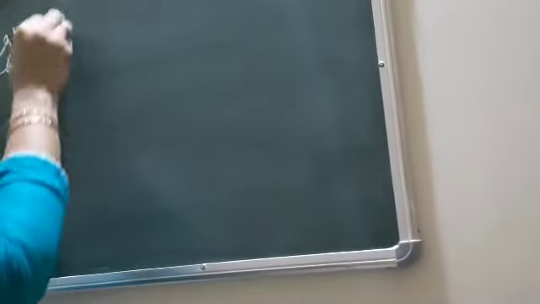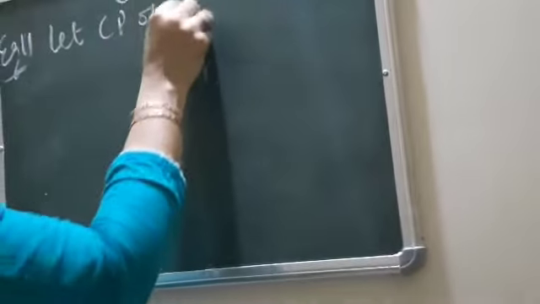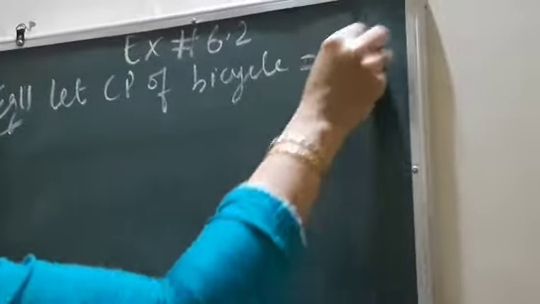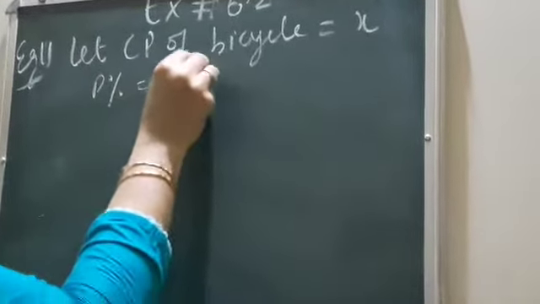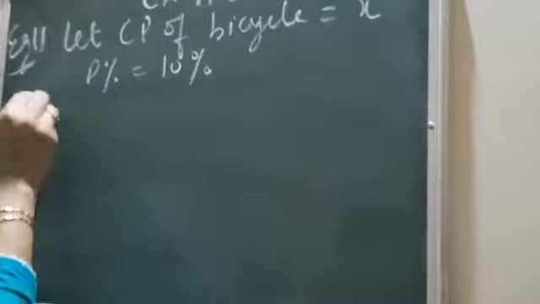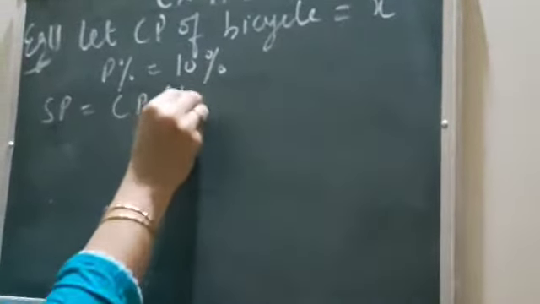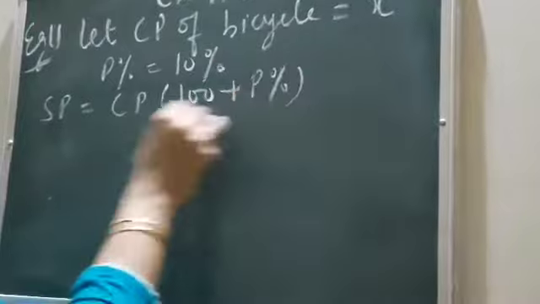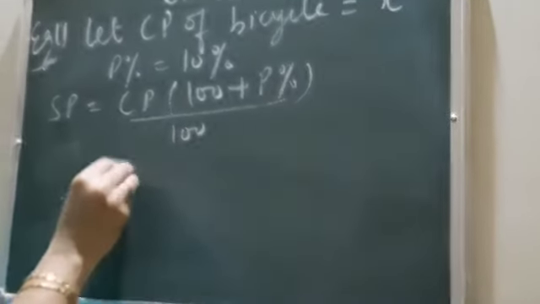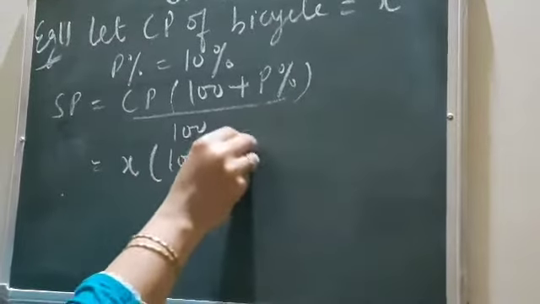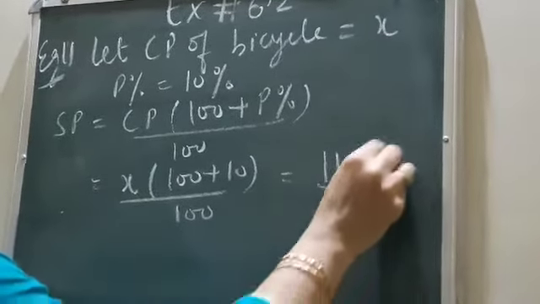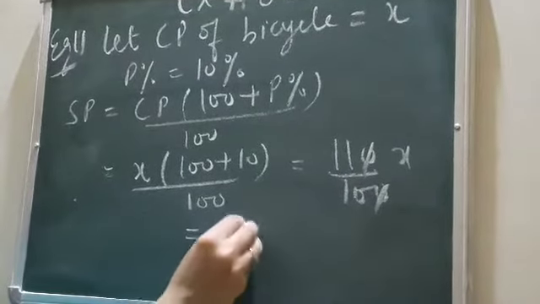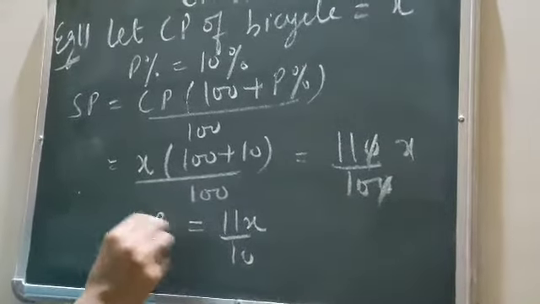So we'll suppose that cost price as X. Let the cost price of bicycle be X. If the cost price of bicycle is X and initially when he sold it he has got a profit of 10%. Profit is 10%. So for this what will be the SP? SP will be, put the formula CP into 100 plus profit percent upon 100. So CP is X into 100 plus 10 upon 100. You can write it as 110 upon 100x. Cut. So it will be 11x upon 10. This is the SP. Got it?